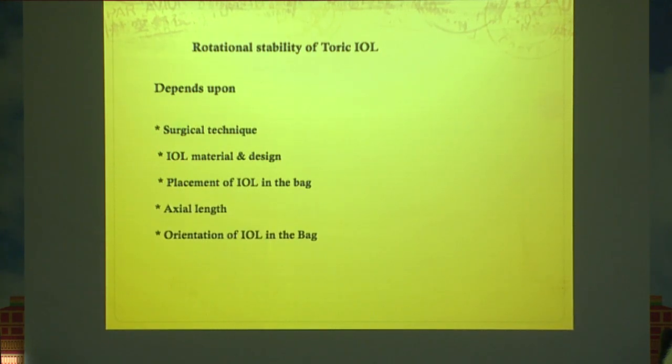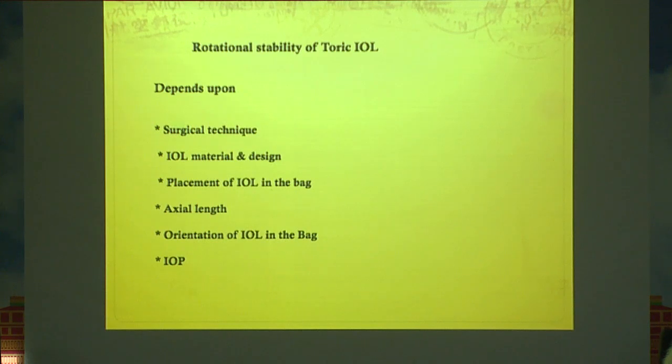Axial length is important. If you have a high axial length, there is a big bag and also a chance of rotational problems. Orientation of the IOL in the bag is also important, like whether we are implanting at the 180 degree or 90 degree axis, or any other, vertical or horizontal. If you are implanting on the horizontal, there is less chance of rotation compared to the vertical orientation of the IOL. Different IOLs also behave differently: some tend to rotate anti-clockwise, some tend to rotate clockwise from the vertical orientation. So you have to take this into consideration.